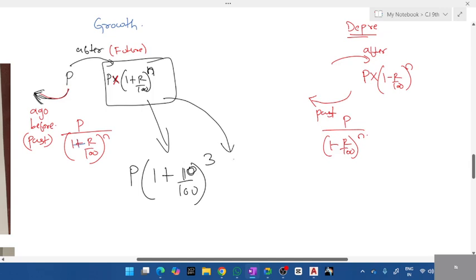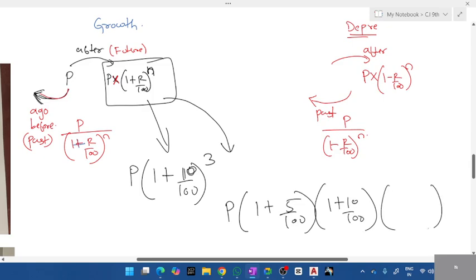In some questions, they'll give you a rate that is different for all 3 years: 5%, 10%, 15%. Then how will you write that? 1 plus 5 by 100. Next, 1 plus 10 by 100. And for the third year, if it is 15%, what will you write? 1 plus 15 by 100. This is when the rates are different.